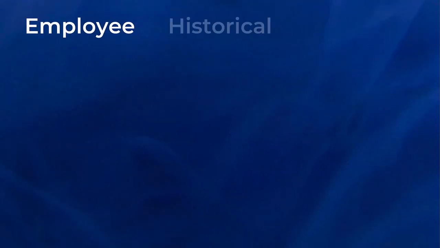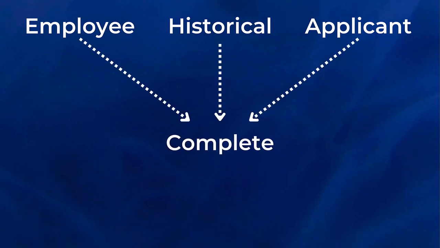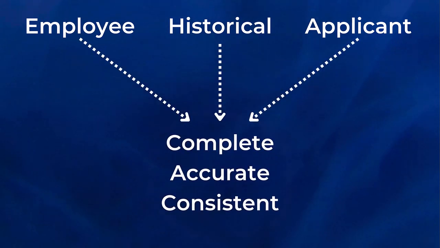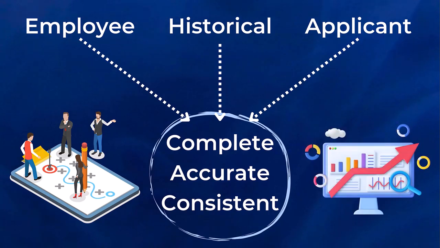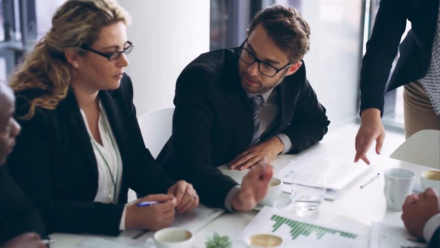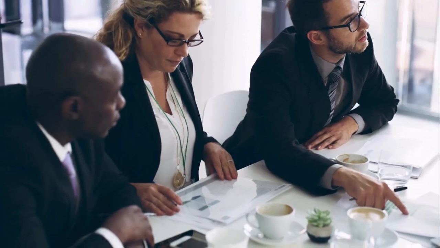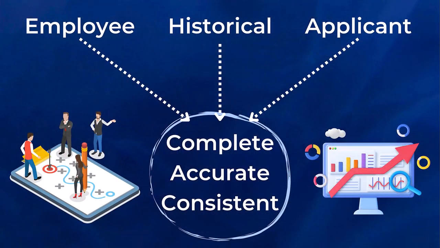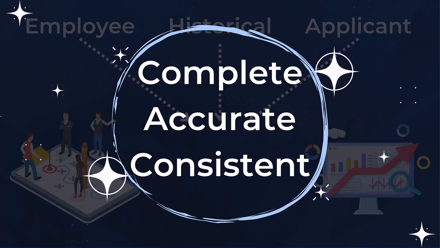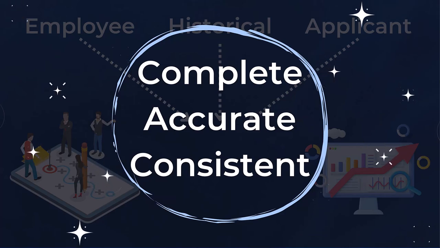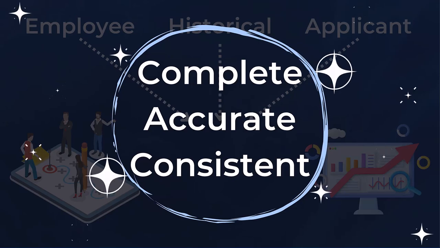Ensuring your employee, historical, and applicant data is complete, accurate, and consistent is essential for creating a strong affirmative action plan and effectively tracking your metrics. A robust data review process goes beyond basic checks to identify and resolve any discrepancies or inconsistencies. Let's explore 3 key aspects of maintaining data integrity while offering strategies to uphold quality and reduce risk in the event of an audit.